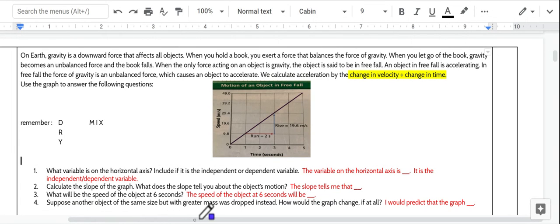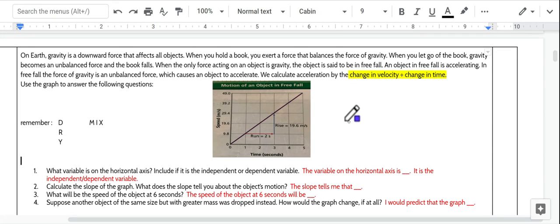What does the slope tell you about the objects in motion? And these in the red here, this is where you can have your sentence frames to finish this. Number 3 says what will be the speed of the object at 6 seconds? And number 4 says suppose another object of the same size but with a greater mass was dropped instead. How would the graph change, if at all? So that's a prediction one.